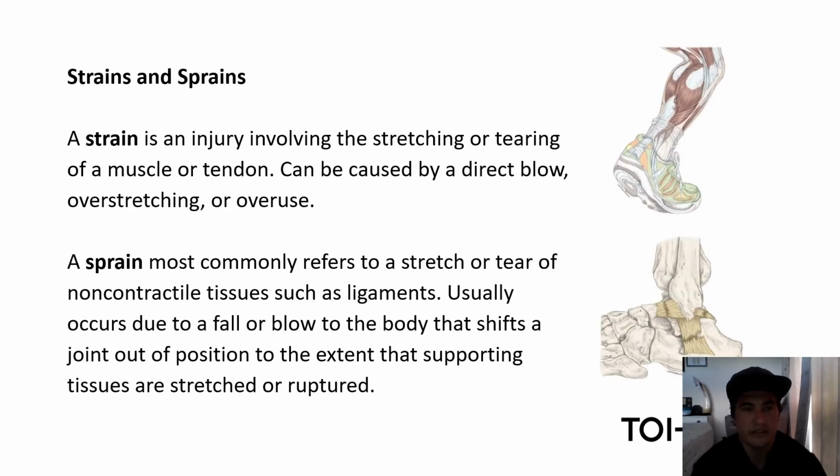Strains and sprains are different injuries within joints. A strain is an injury involving stretching or tearing of a muscle or tendon, so the musculotendinous unit. It can be caused by a direct blow, overstretching or overuse. And then a sprain more commonly refers to a stretch or tear of non-contractile tissues, so things like ligaments. How I remember this is I always used to sprain my ankles, and that was always a ligament thing. So sprains are ligaments, strains are muscles or tendons.